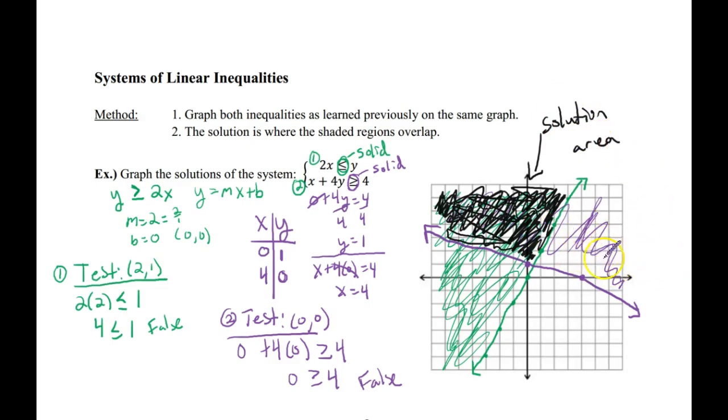This purple area made the purple line true, and this green area made the green, but the answer is this black area. Only this shaded black area is what makes the system, or both inequalities, true. Go ahead and try the second problem.